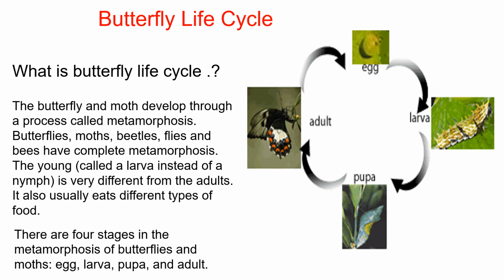The butterfly and moth develop through a process called metamorphosis. Butterflies, moths, beetles, flies, and bees have complete metamorphosis. The young is very different from the adults. It also usually eats different type of food. There are four stages in the metamorphosis of butterflies and moths: egg, larva, pupa, and adult.